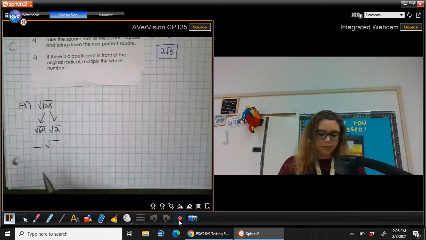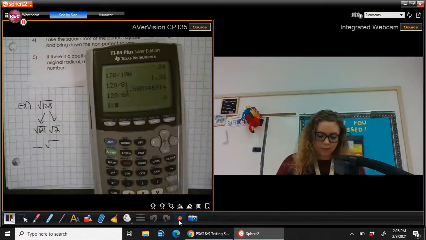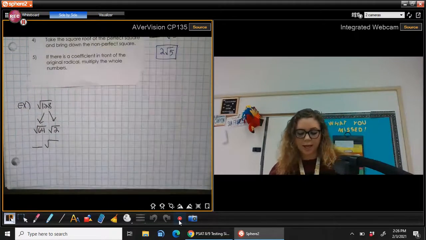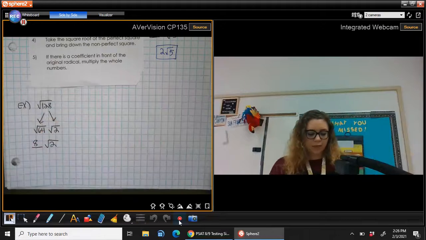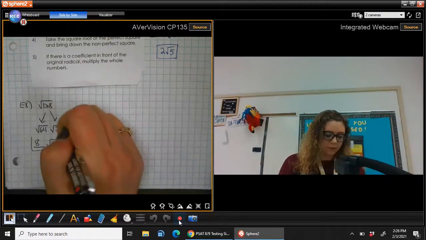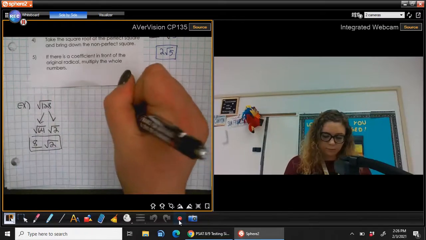Okay, you can easily go through with your calculator. The square root of 64, if you have your calculator, you can go to second, square root of 64, and that is 8. And then my 2 stays the same. Okay, and that's in simplest terms.